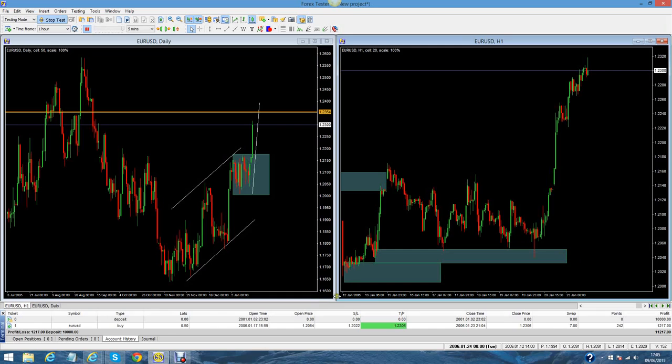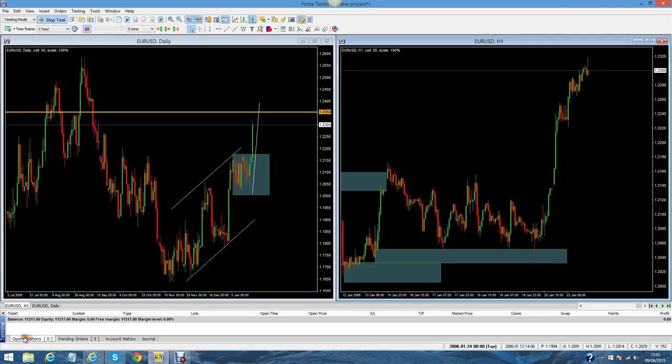Now I'm quite lucky to have a winner straight off the bat, and all I've got is just a 0.50 lot size. It doesn't really matter, I'm just going to keep it the same, just want to show you the win-loss ratios. Now I'm going to look for another chart pattern.